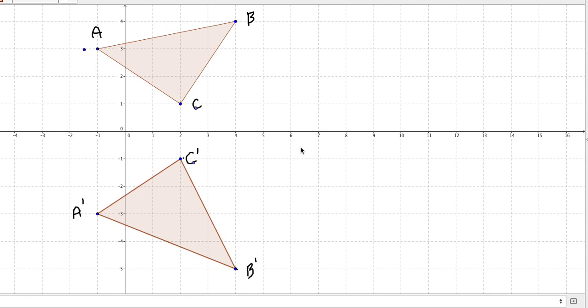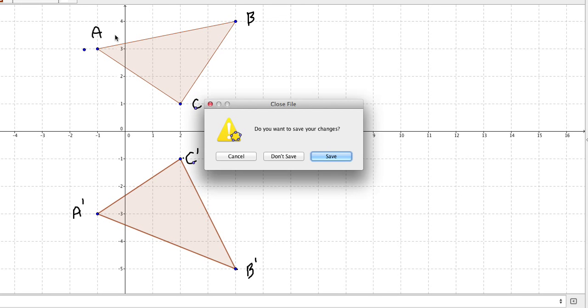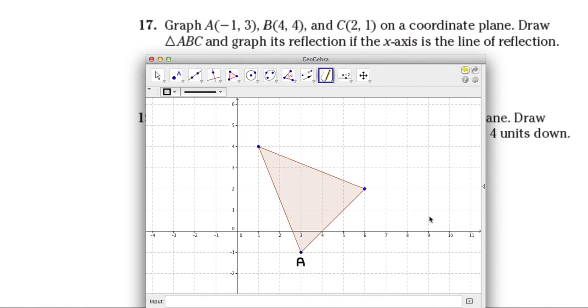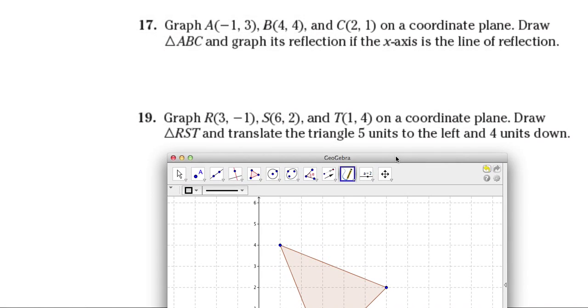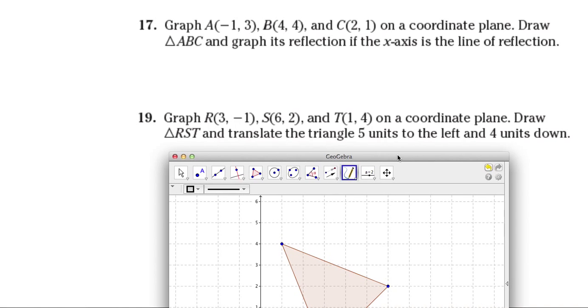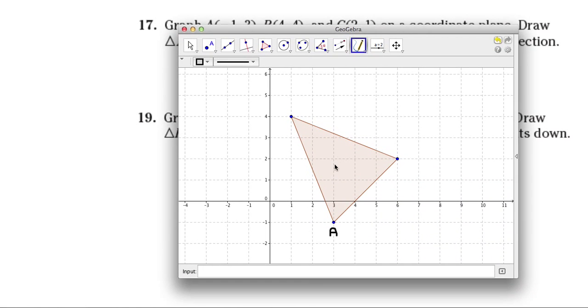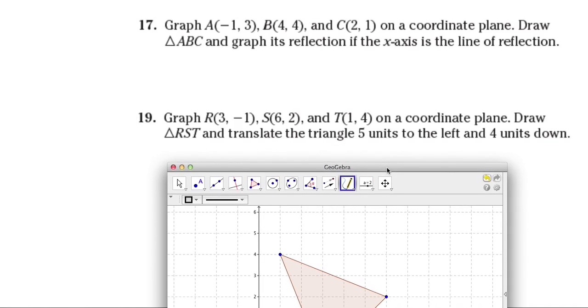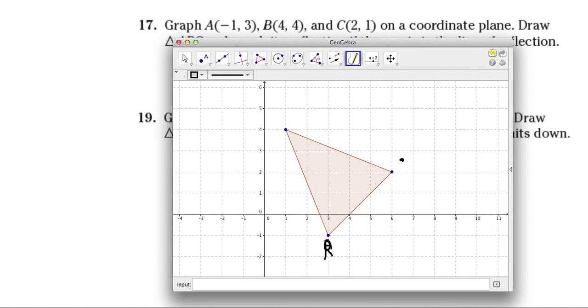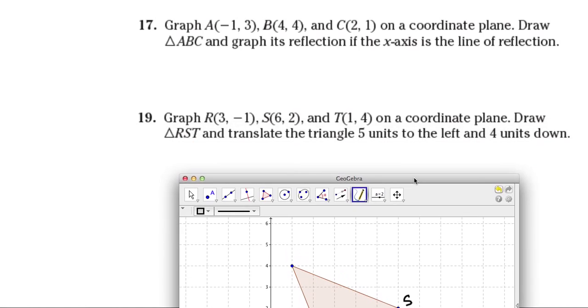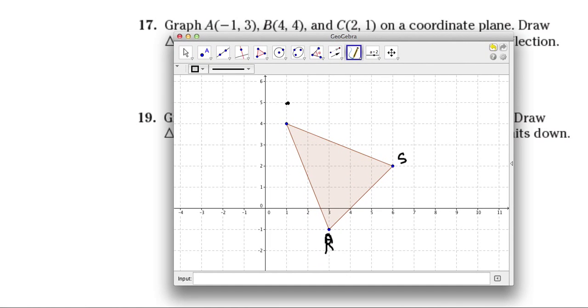So this is our triangle. We're done with the other one; this one is the one we're not done with. So let's name our triangle RST, where R is 3, -1. And this is R. S is 6, 2, so this is S. And T is 1, 4, so this is 1, 4.